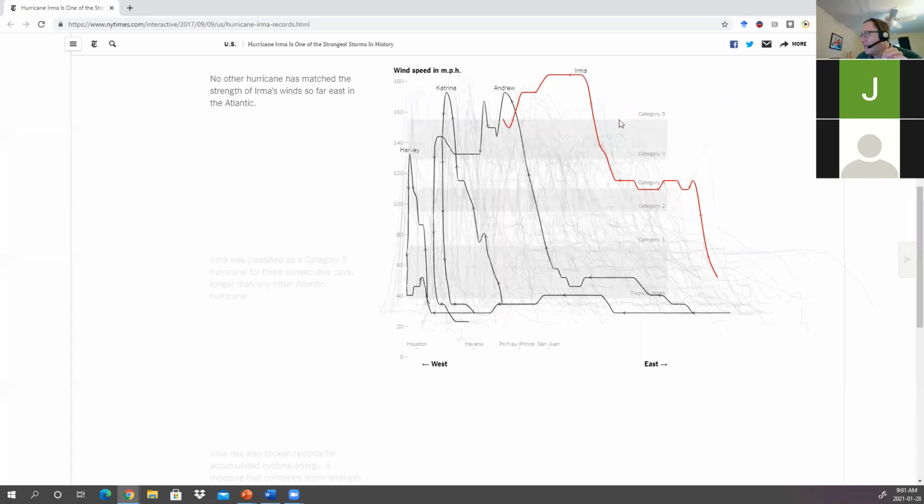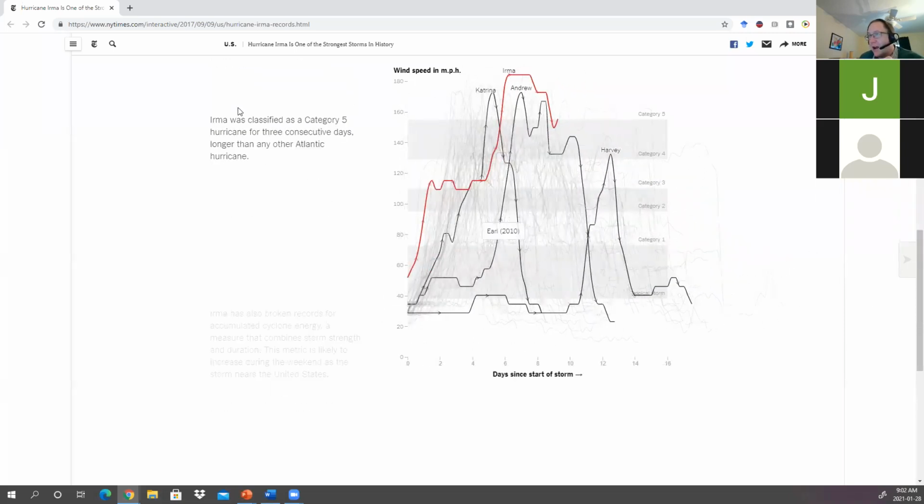So here is the set of category fives. Here are the category fives, right? Isabel from 2003, Hugo from 1989, David from 1979. Oh, 3 years after my birth. Okay. Allen from 1980, right? Here are the massive hurricanes. Here's a whole bunch of hurricanes down here, and you can just explore.